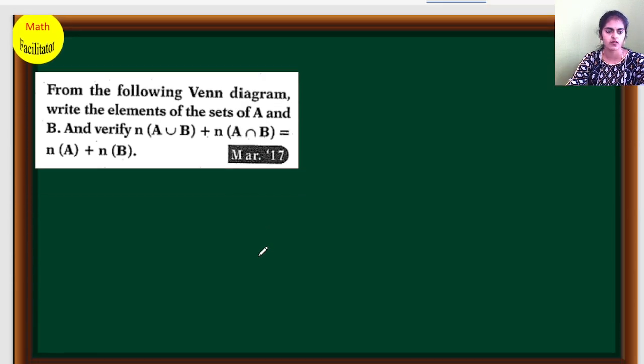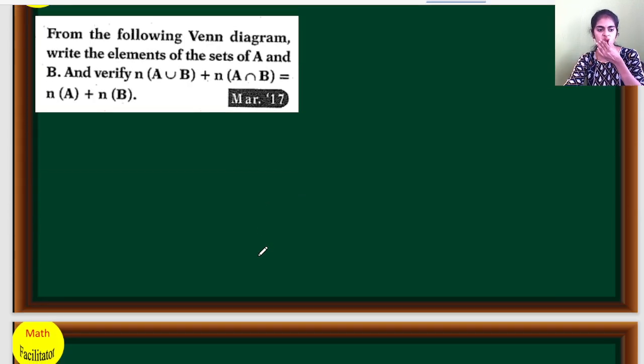Okay. Now let's proceed to the sets chapter. From the following Venn diagram, where is the Venn diagram? Give me 1 second. So if you are here with me in the session, you will be covering your entire syllabus. Okay. Right. So the Venn diagram is here.